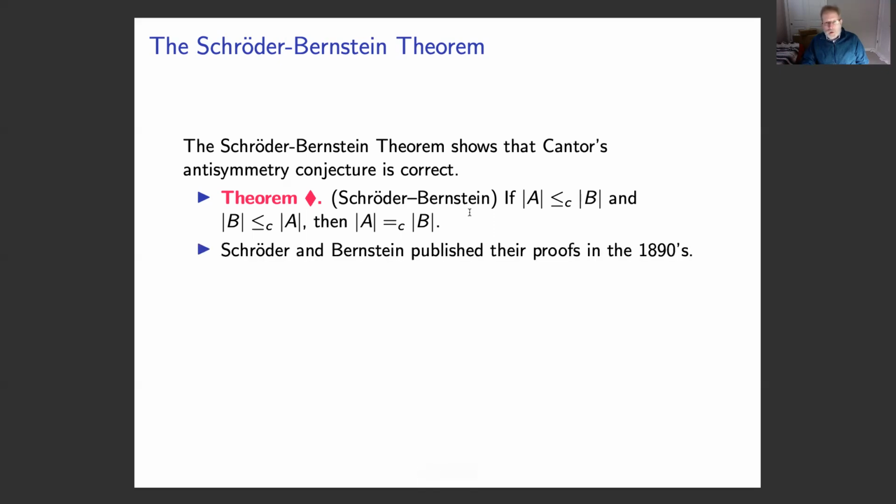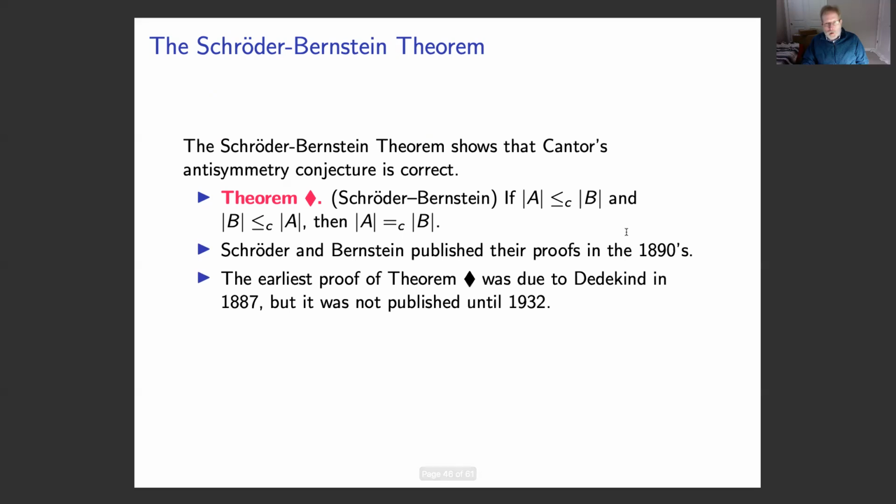Okay, so Schroeder and Bernstein published their proofs in the 1890s. The earliest proof of this theorem was due to Dedekind, our friend Dedekind, and Cantor's friend as well, in 1887. Notice he actually proved it in 1887, while their proofs were published in the 1890s. I don't know when these guys actually proved it, but it took them a while to publish it. It usually takes several years to publish a paper. But it was not published formally until 1932.